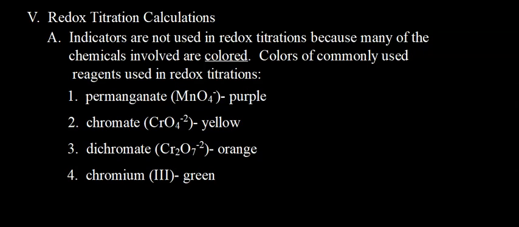So interestingly, for redox titration, we don't use indicators because many of the chemicals involved are colored themselves. So it's important to know the colors of these common substances that we use in redox titrations. Permanganate is a common oxidizing agent, as mentioned before. It is purple, dark purple in solution. Chromate is yellow in solution. Also a good oxidizing agent, as is dichromate. Dichromate is orange in solution.